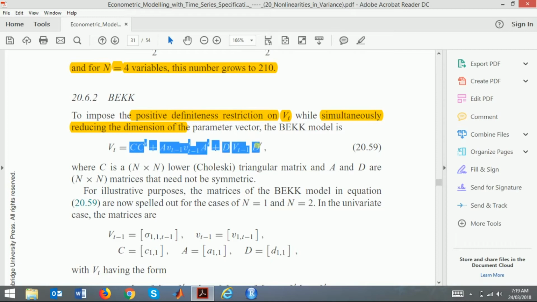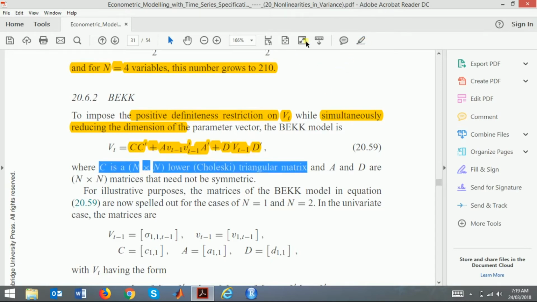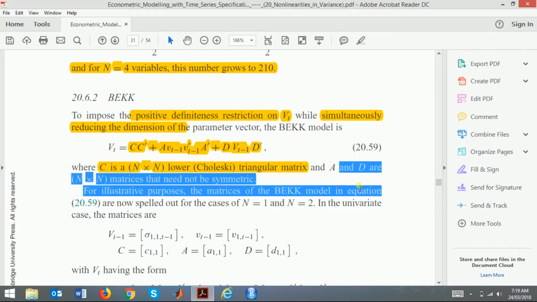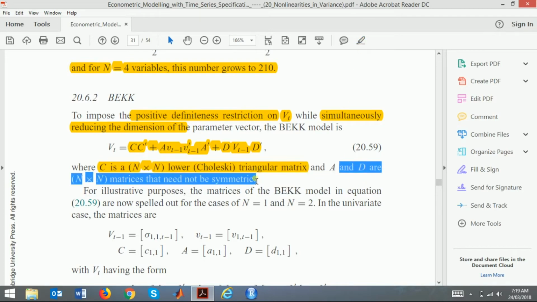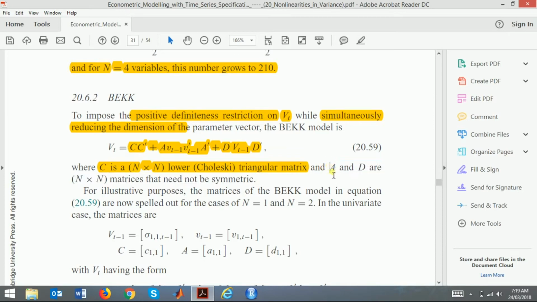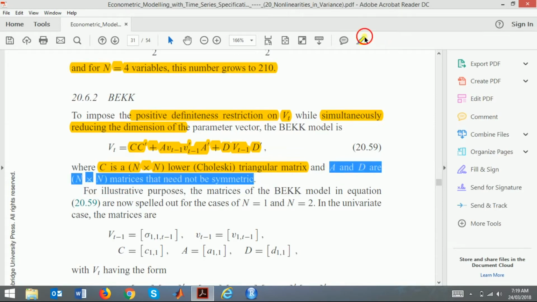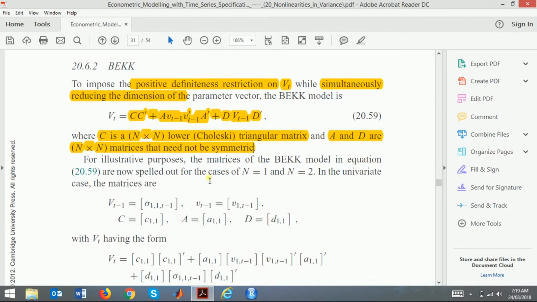Makes sense? Makes sense. It's a lower Cholesky triangular matrix. A and D are n by n matrices that need to be symmetric. Wow. So we have the vector matrix specification. For illustrative purposes, the matrices of the BEKK model in the equation are now spelled out.